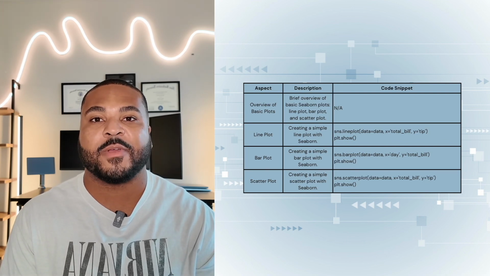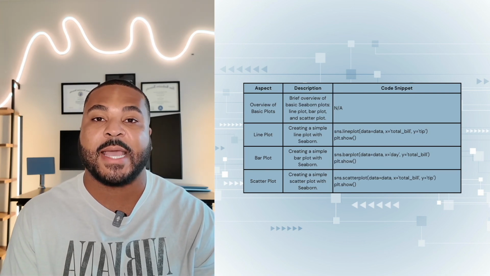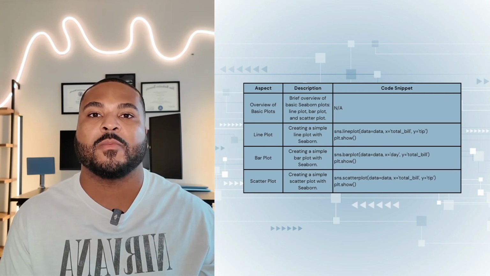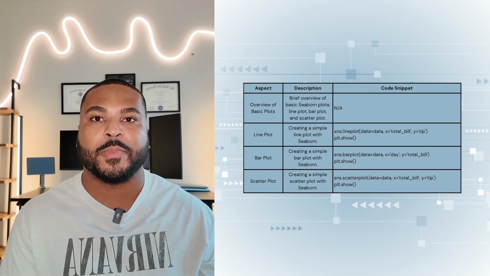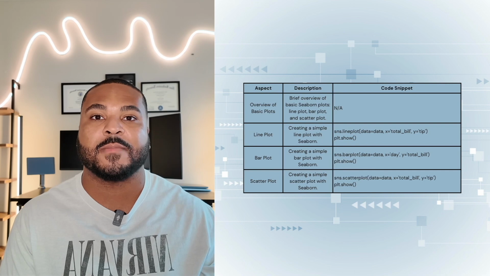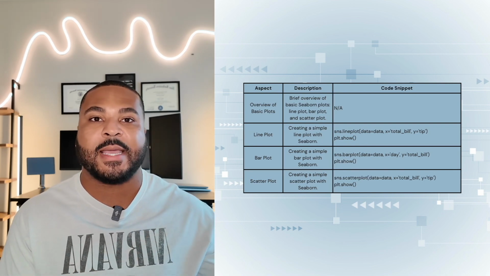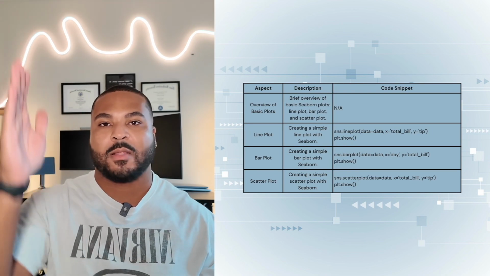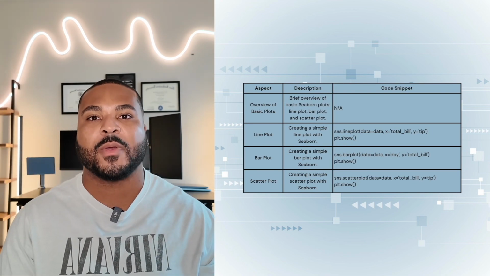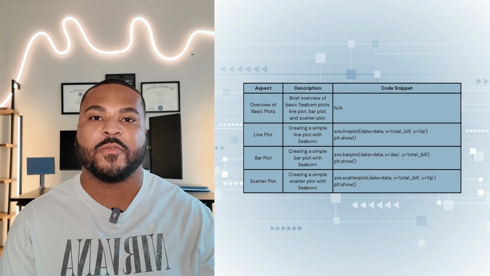Bar plots are great for comparing quantities across different categories. So for example, we use the bar plot to compare the total bill amounts for different days of the week. The bar plot code snippet will generate a bar plot with days of the week on the x-axis and total bill amount on the y-axis. Each bar represents the average total bill for that day.